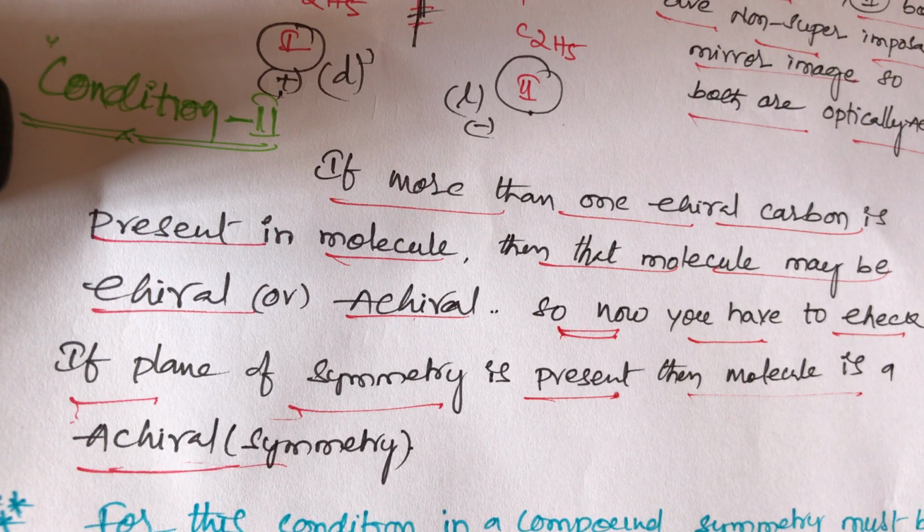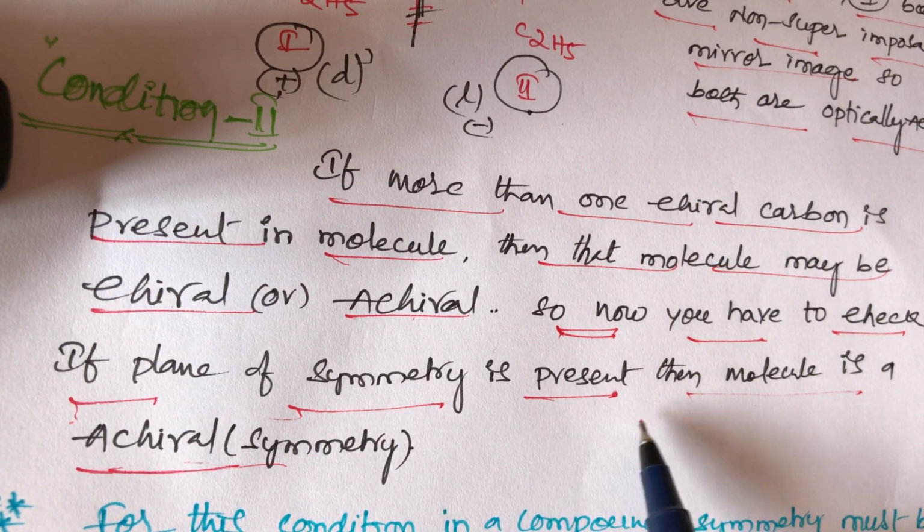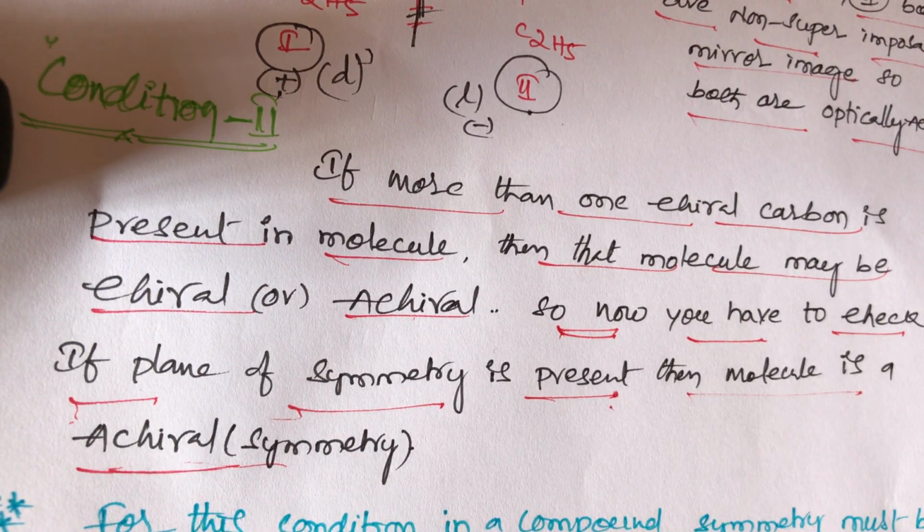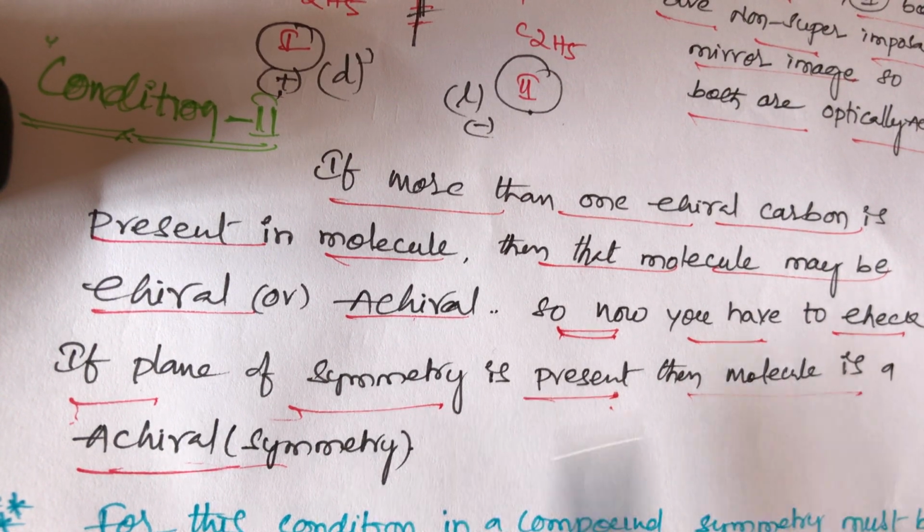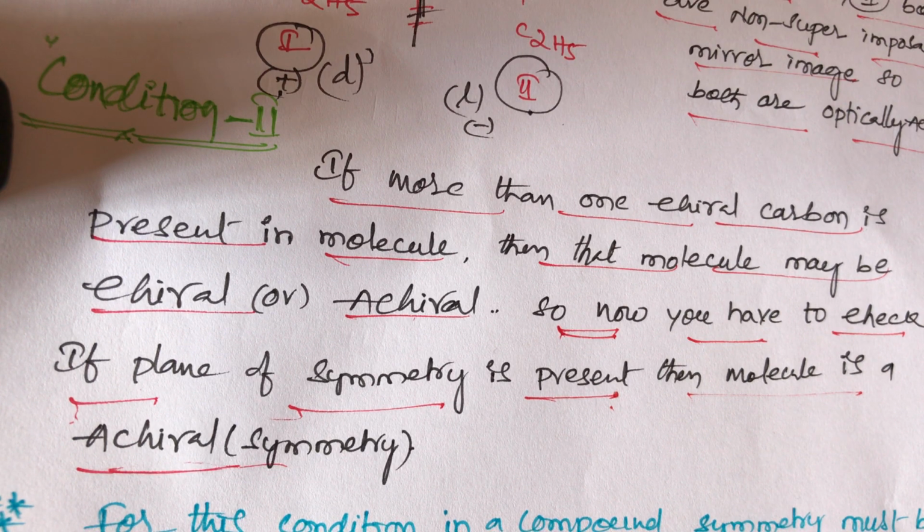Achiral molecule or symmetric molecule. If a plane of symmetry is present, then the molecule is an achiral molecule. Once again, students, if a plane of symmetry is present, then the molecule is achiral. So this molecule does not show optical isomerism.